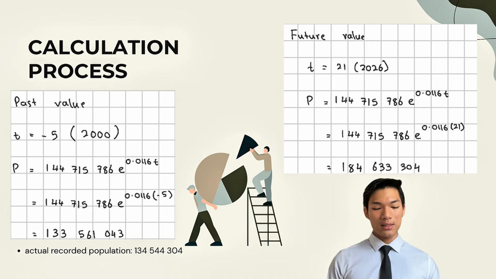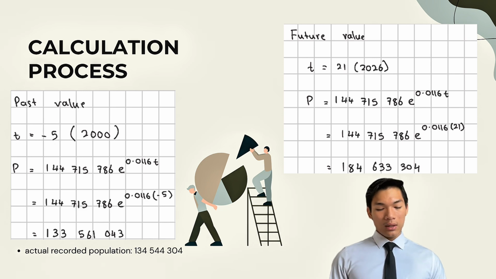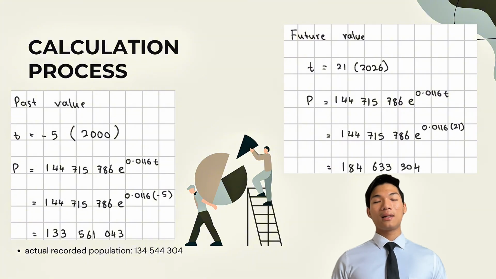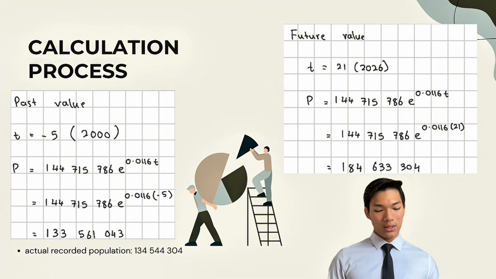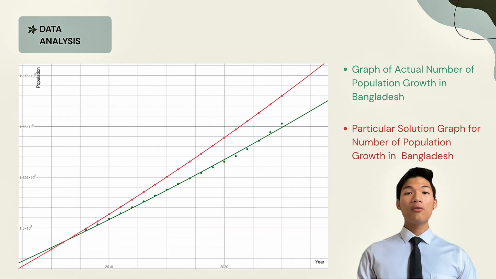On the other hand, for the future value, we are trying to predict the population beyond the available data. By using the particular solution, we are trying to estimate the future population in the year 2026. From what you can see, the model predicts that the population will increase and grow exponentially. However, it may not be fully accurate as the model neglects the real world factors that may slow down or overestimate the population.